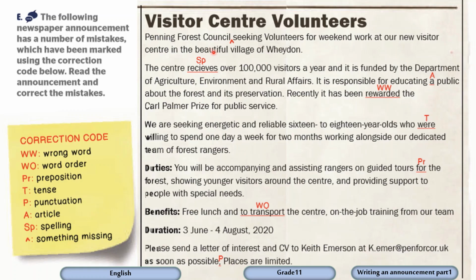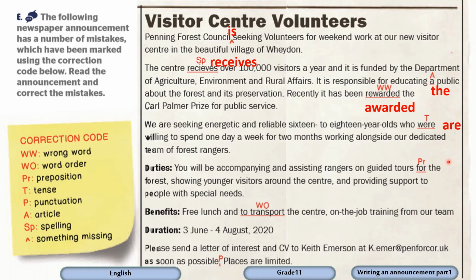So, Penny Forest Council seeking. Of course, there is something missing. We say is seeking. Next one. The center receives. SP is a spelling mistake, so the E should be before the I. It is responsible for educating a public. So this is not the right article, the public. And here, recently it has been reworded. It is the wrong word. We should say awarded.